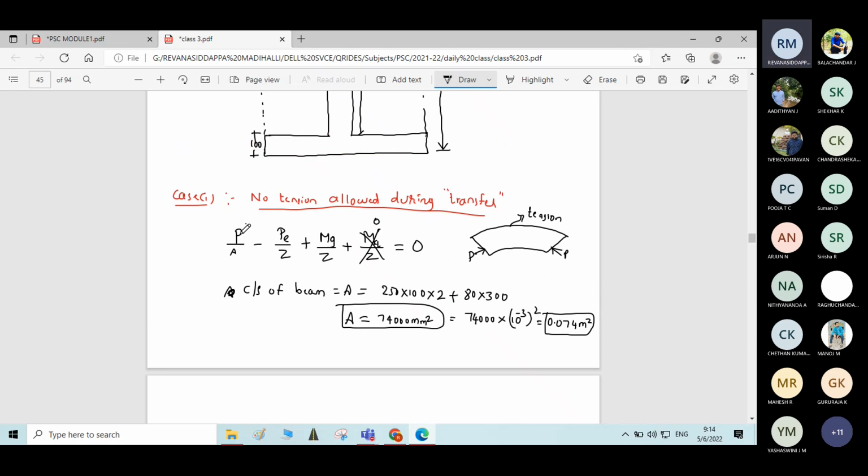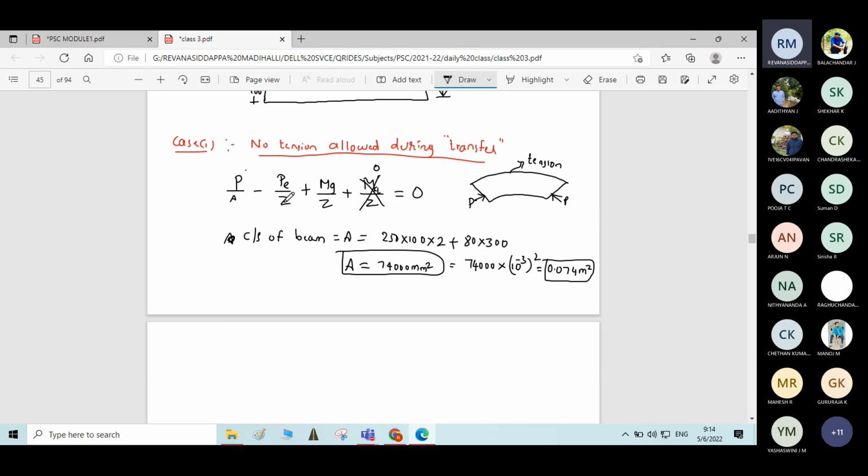The pre-stressing force is what we are intended to calculate; it is the unknown parameter here, so leave it as it is. The eccentricity also needs to be calculated; it is also an unknown parameter. Leave that. Then what next? Z is there, the section modulus, which you can calculate.